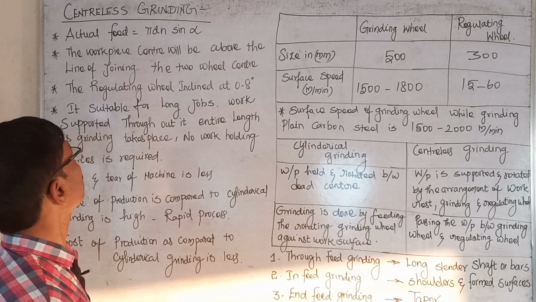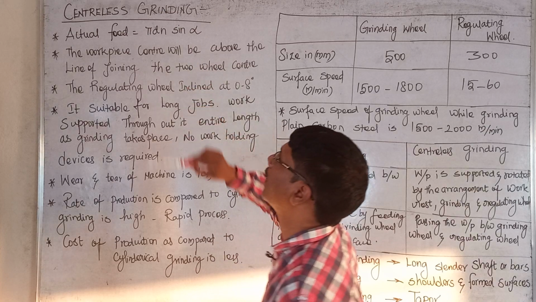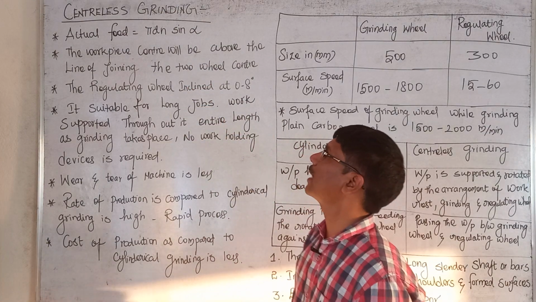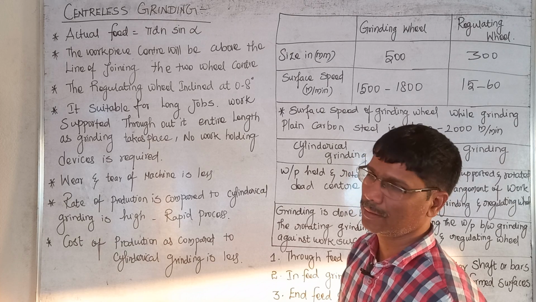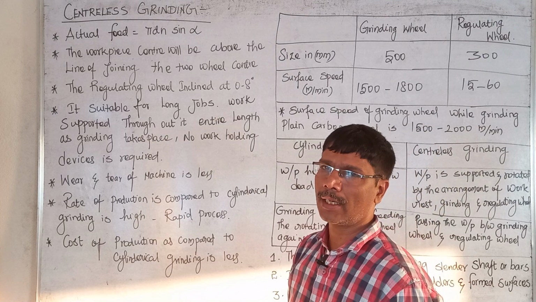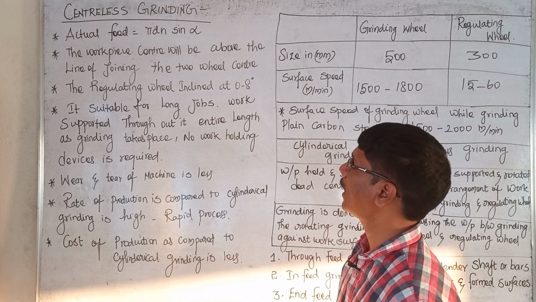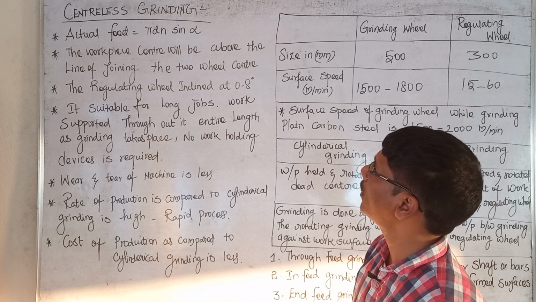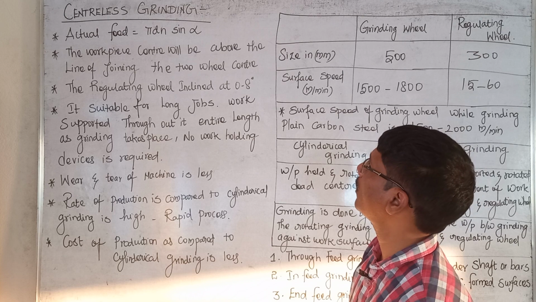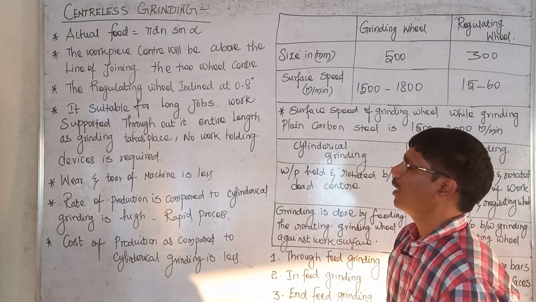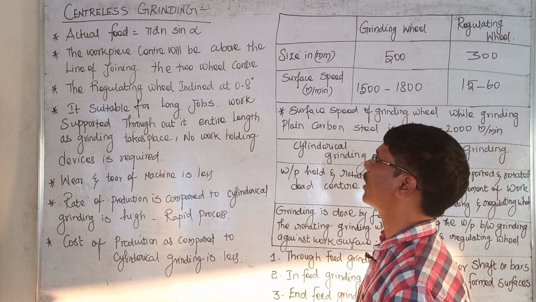We are going to see some more points on centerless grinding. Actual feed we have already seen. The value of actual feed is pi d n sin alpha. The workpiece center will be above the line joining the two wheel centers. So, we have the grinding wheel and the regulating wheel whose centers are joined by a line. That line will be below the workpiece center line, or the workpiece center will be above the line joining the two wheel centers. For the regulating wheel, the angle of inclination is 0 to 8 degrees to create the automatic feed.